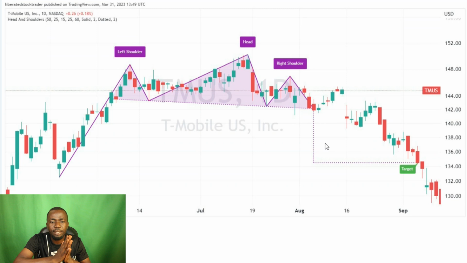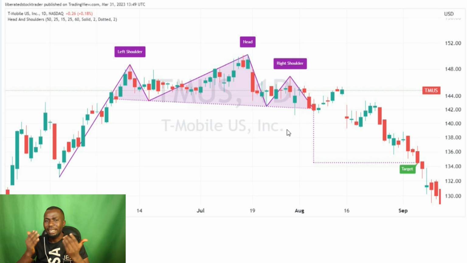Some traders prefer to wait for a pullback. If the price breaks below the neckline, they simply wait for the price to retest the neckline before they place their sell trade. So once you are able to identify a head and shoulder pattern, know fully well that the trend has changed direction and a new trend has begun. The head and shoulder pattern works during an uptrend. So you identify a head and shoulder pattern during an uptrend.